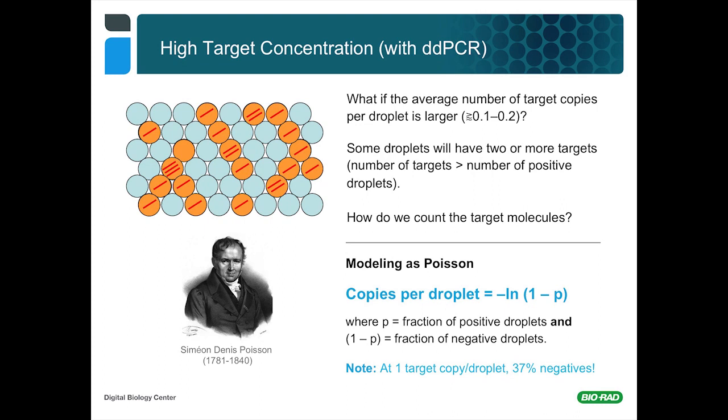You'll see some of the ramifications of that, but I just want you to note that even when you have one target copy in every droplet, because of the random distribution of targets into these droplets, you'll actually still have 37% of your droplets negative. And that's critical because in order to be able to make an estimation of concentration in digital PCR, you need to have at least some number of negative droplets and some number of positive droplets. And we'll go into that a little bit more in a subsequent slide.